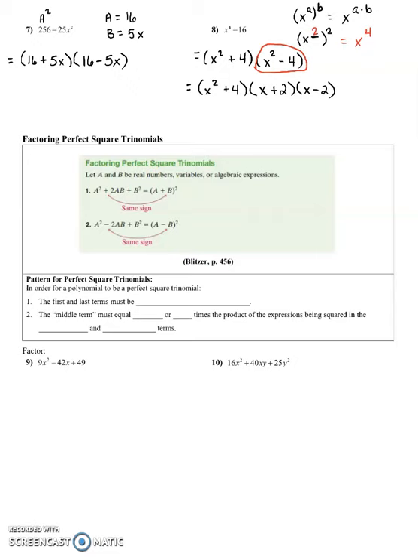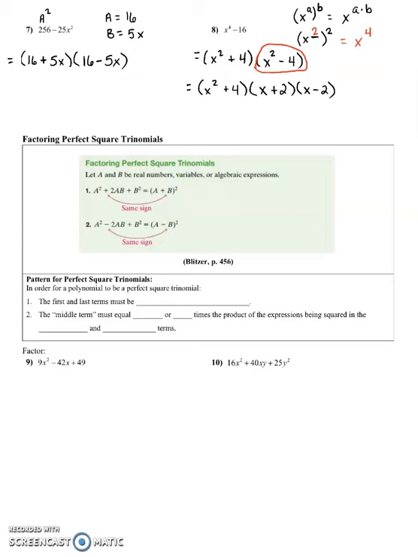Okay, this is the second part of the 6.4 video, and we're going to talk about factoring perfect square trinomials. So, if a and b are real numbers, variables, or algebraic expressions, a squared plus 2ab plus b squared factors as a plus b quantity squared.